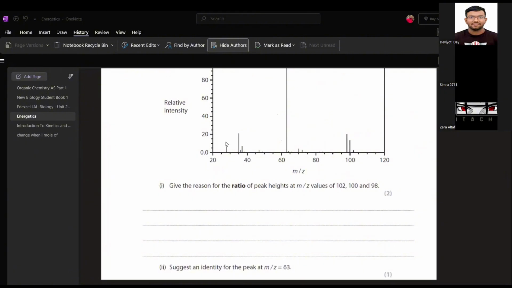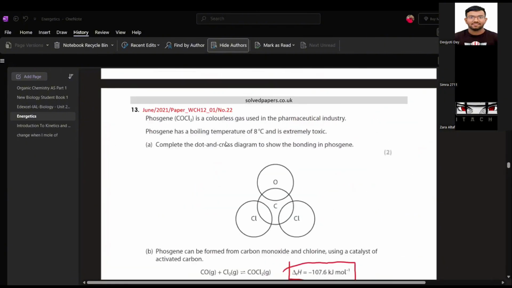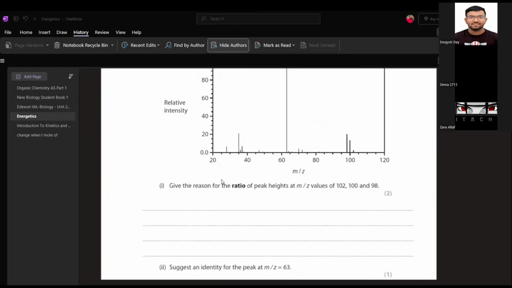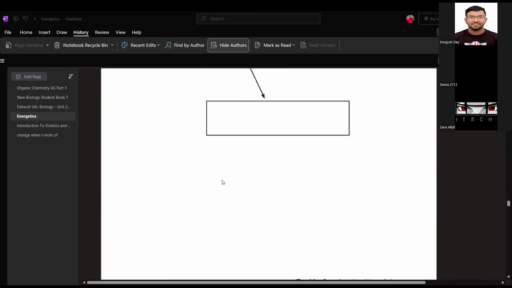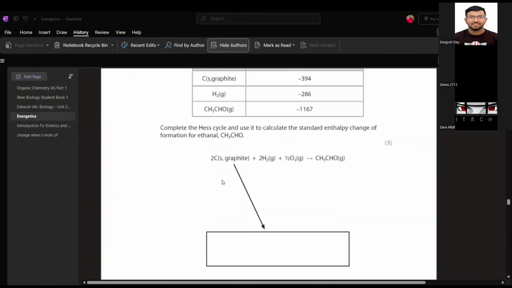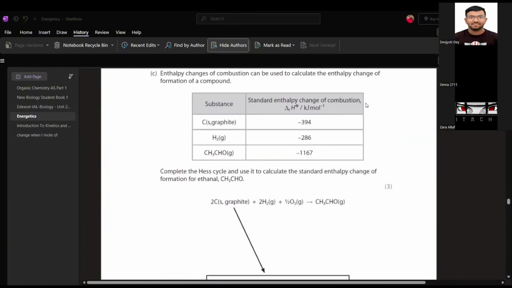17B. Energetics. Oh, there's another Hess cycle. Simra, can you please try this? In the meantime.